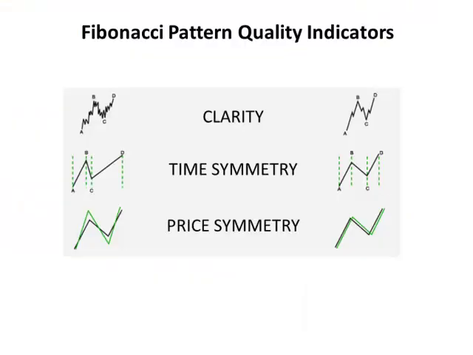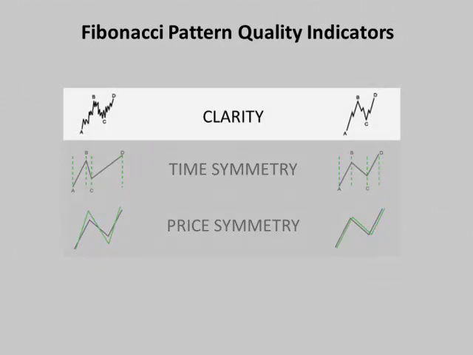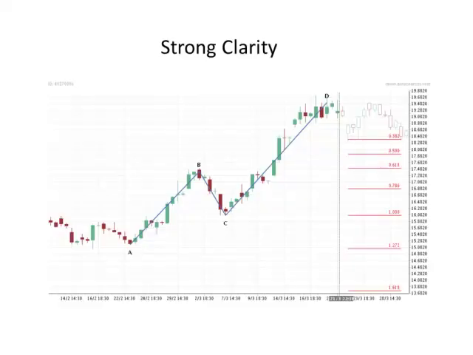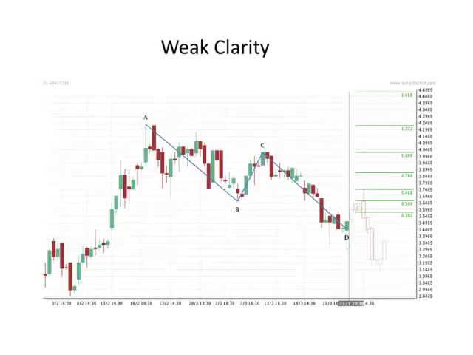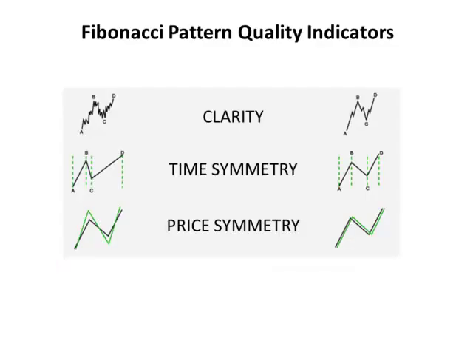Now let's look at the Fibonacci quality indicators. There are 3 quality indicators for Fibonacci, and one of them is clarity, which is calculated in exactly the same way as for chart patterns, and it means the same thing. If the price graph is choppy and spiky and volatile, the clarity rating will be lower. The other 2 measures for Fibonacci are price symmetry and time symmetry.